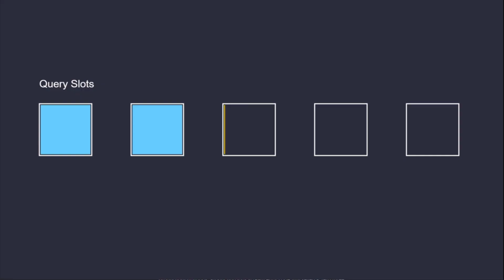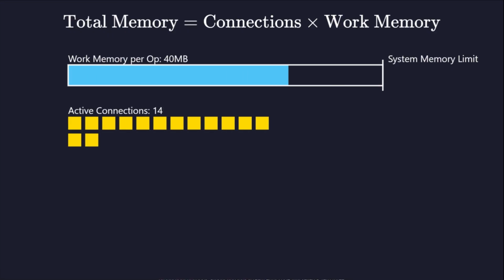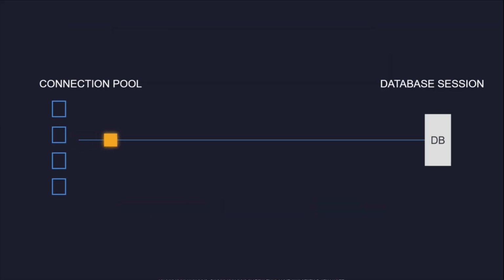Apply a global statement timeout to prevent long-running queries from hogging slots. A 60-second limit is often appropriate for typical web applications. Remember that work_mem is allocated per sort or join operation. High connection counts multiplied by large work_mem settings lead to system crashes.